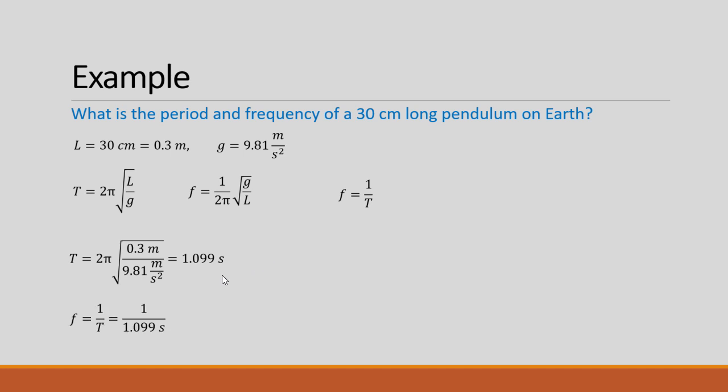Now, to find the frequency, let's just take the inverse of the period. So we get that the frequency is equal to 1 divided by 1.099 seconds. And this gives us the final answer, where we see the frequency is equal to 0.91 hertz, as 1 hertz is equal to 1 divided by a second. So that's how we get the unit hertz.